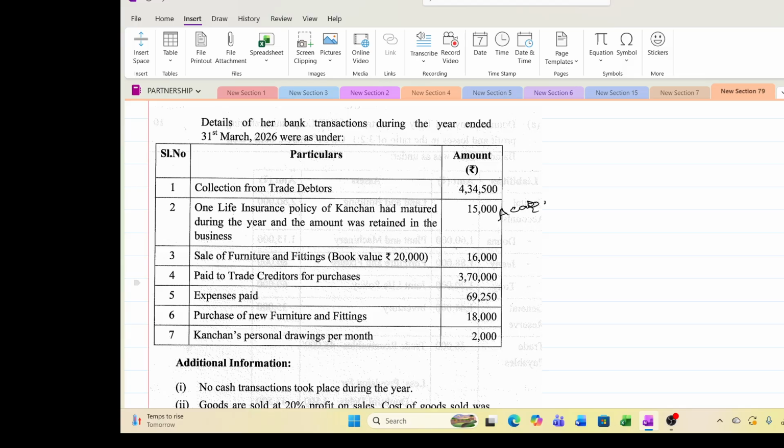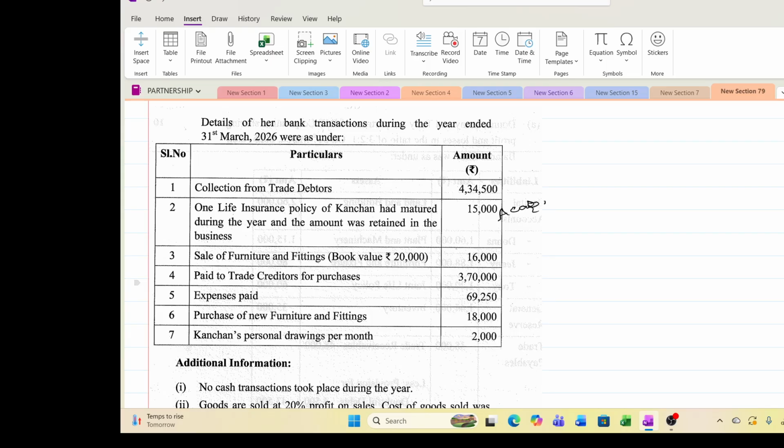Sale of furniture and fittings. So they have given some sale and paid to creditors. They didn't give the credit purchases. So we have to prepare the creditors account. Expenses paid and new furniture is also bought. So some furniture is sold, some furniture is bought. So you have to make a furniture account also.